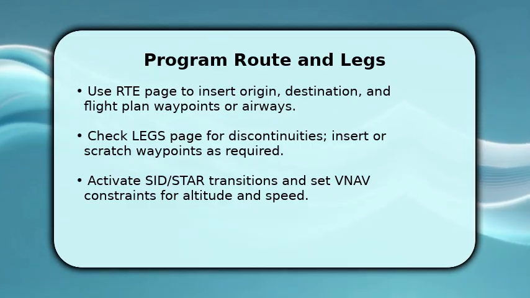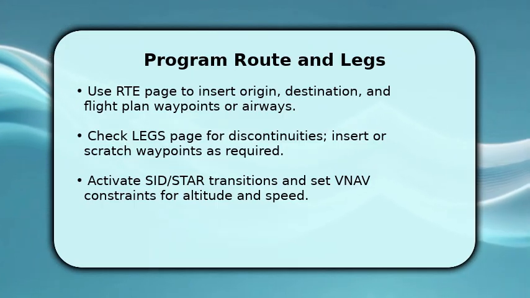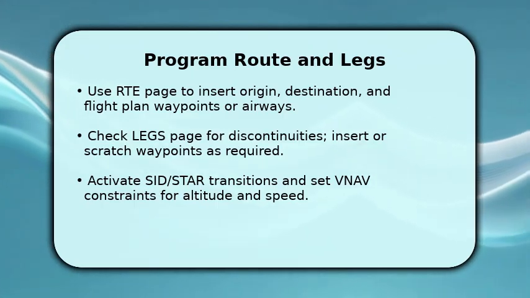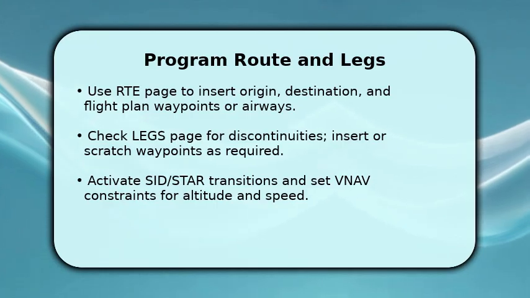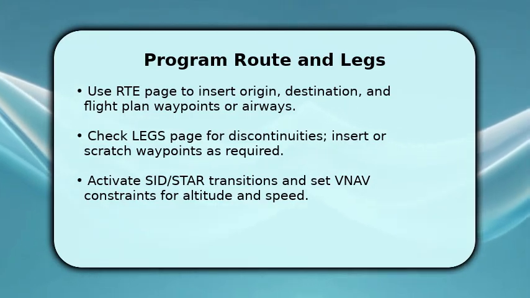After resolving legs, select SID and STAR transitions where applicable and confirm VNAV constraints on altitude and speed. This ensures the FMGS computes vertical.